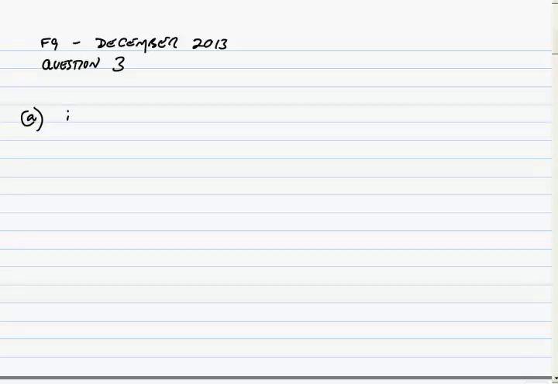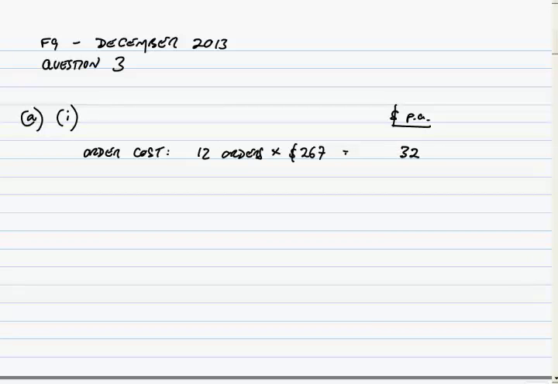And Part 1 wants the total cost of the current ordering policy. And although he hasn't said, I think fairly obviously, he'll want the total cost over a year. And there are two costs to consider. First of all, the order cost. Well, it's $2.67 each time, and it says there's a new order every month, so with 12 orders at $2.67 each time, comes to a total of $3,204.